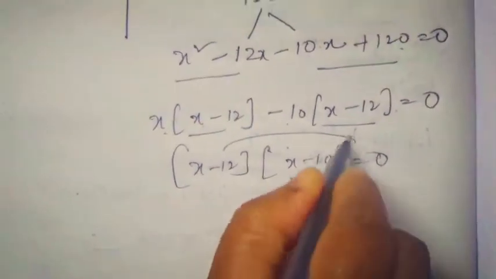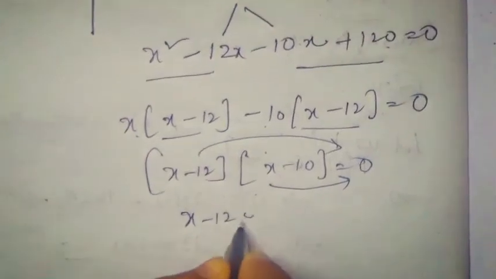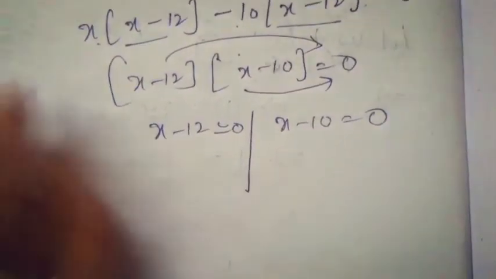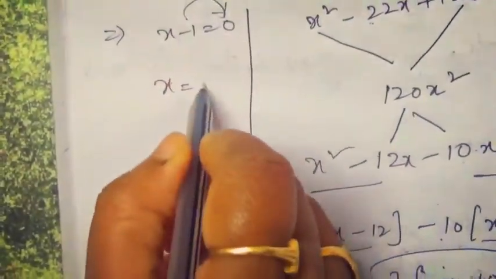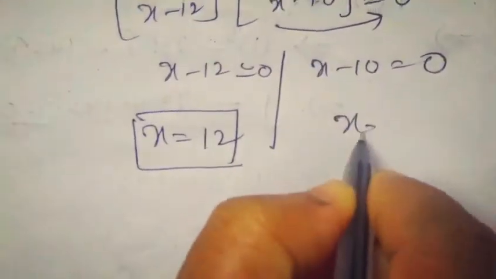Again you just equate these two to 0. x minus 12 is equal to 0 and x minus 10 is equal to 0. Here we have one value, x is equal to 1. Another value, x is equal to 12. Third value, x is equal to 10.